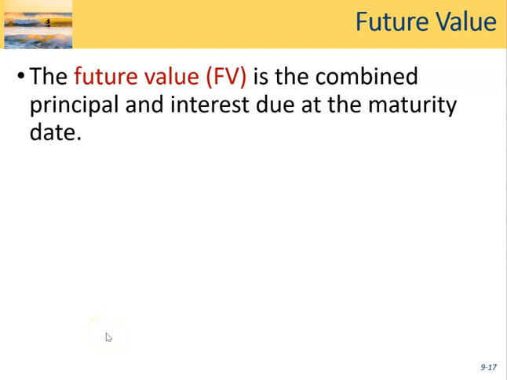Hi everyone. Okay, so let's keep going with chapter 9 and we're going to move on to section 9.2, which is future value. So future value of any money is a combination of the principal, which would be the present value, the money you start with, and the interest that is earned on that money over the life of the investment.